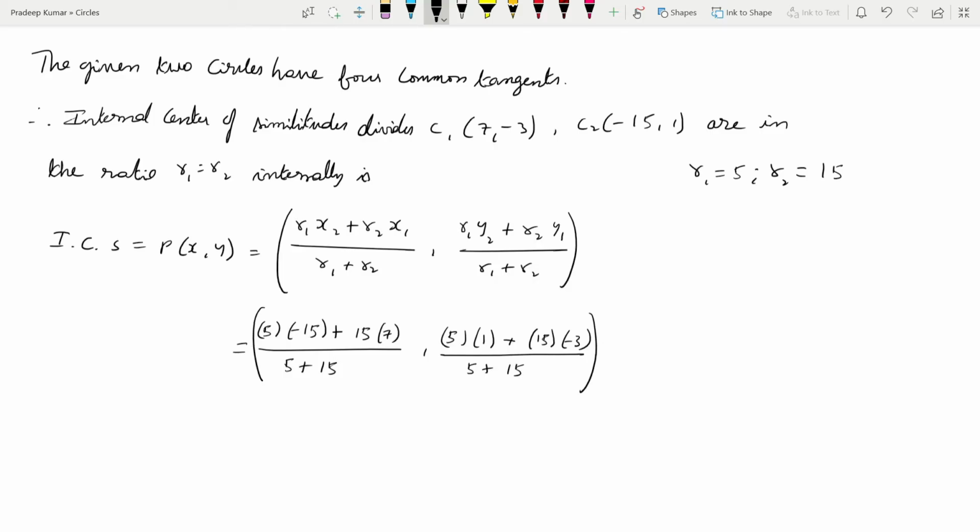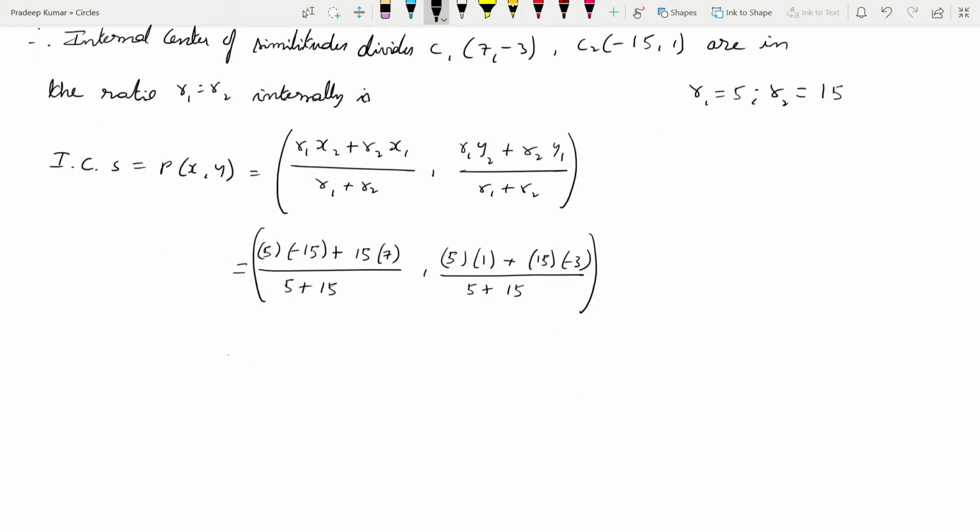So let's solve this further. This is 5 into 15, we'll be getting this as minus 75, and this is 15 into 7, that will be getting as 105, whole by 5 plus 15, will be getting 20, and this is 5 ones 5, and this is 15 into 3 will be getting that as 45, whole by 20.